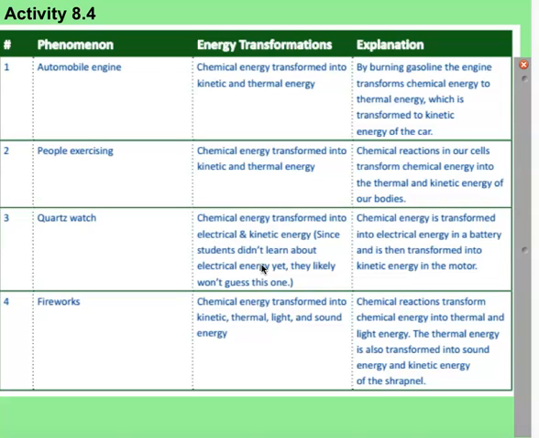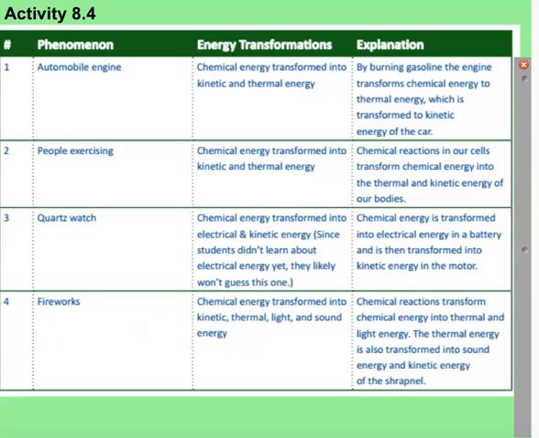And then the last one, fireworks, you had chemical energy transformed into kinetic, thermal, light, and sound energy. So all those would work. And the chemical reactions transform chemical energy into thermal and light energy. The thermal energy is also transformed into sound energy and kinetic energy, of the shrapnel, of the things that are exploding out of the fireworks. So this is not an all-inclusive list. You might have been thinking of some other things, but we just wanted to expose you to energy transformations. We see them all over the place.